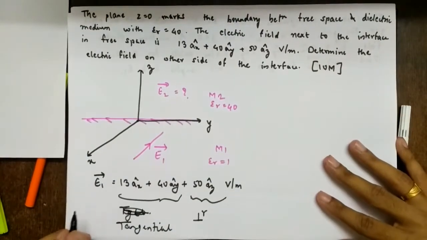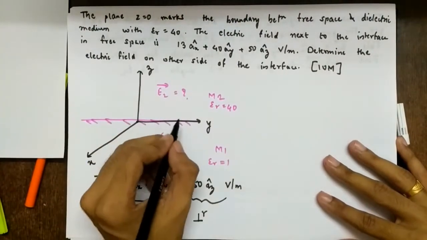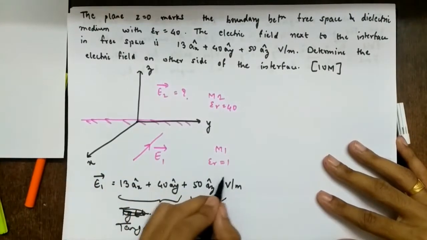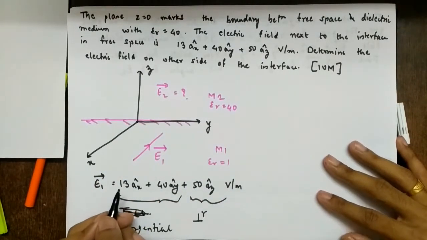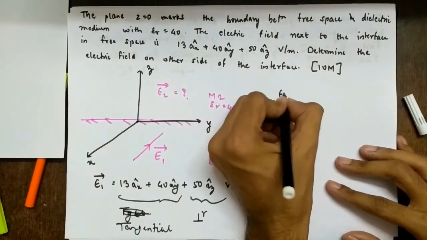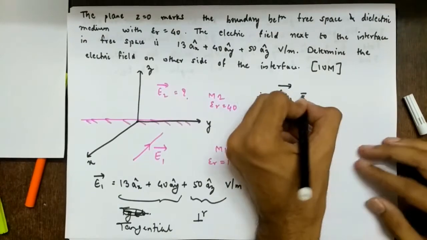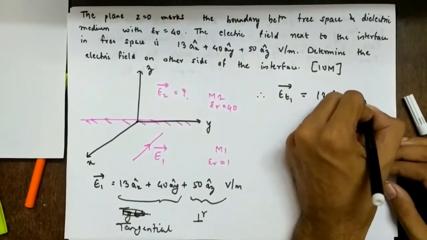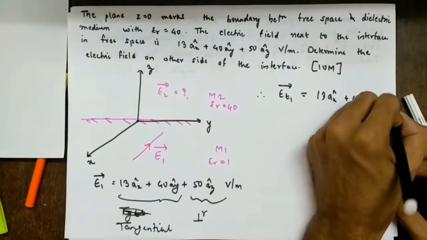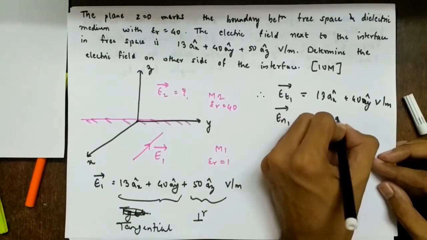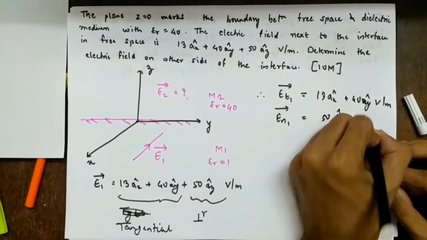So you have to write this: from the figure we see that X and Y are the tangential components, whereas Z is the normal component of the field, right? So therefore I get Et1 vector equal to 13 Ax cap plus 40 Ay cap volts per meter. And what is En1 vector equal to? It will be 50 Az cap volts per meter.